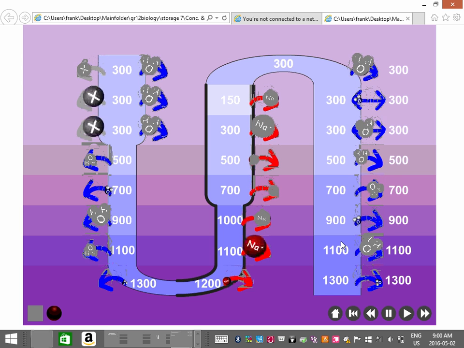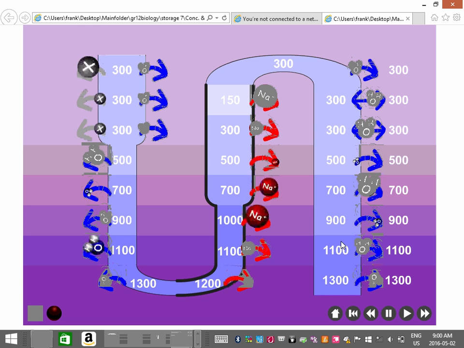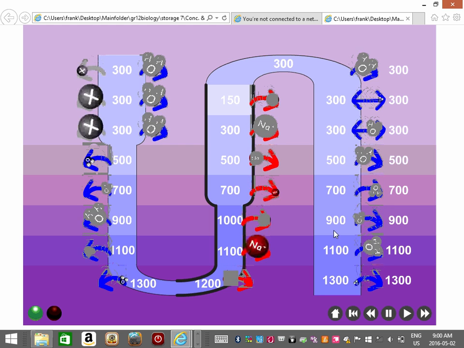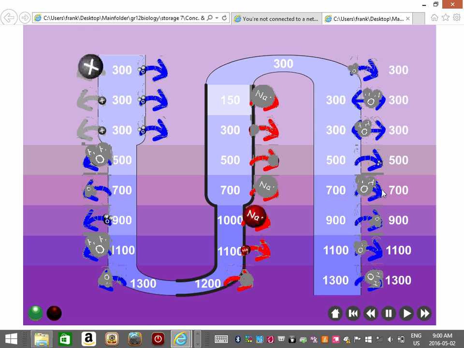Why? Well, if you're dehydrated, what do you want to conserve even more? Yeah, you want to conserve more water, right? So what you're trying to do here is you're trying to not only reabsorb water here, but you're trying to reabsorb water again over here. Okay? So you're trying to reabsorb more water.